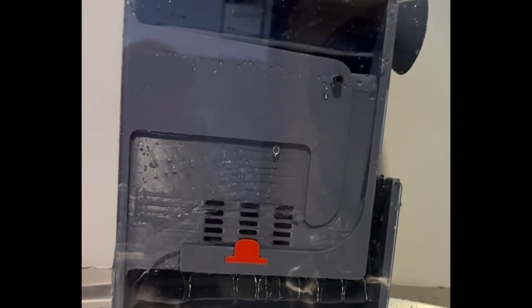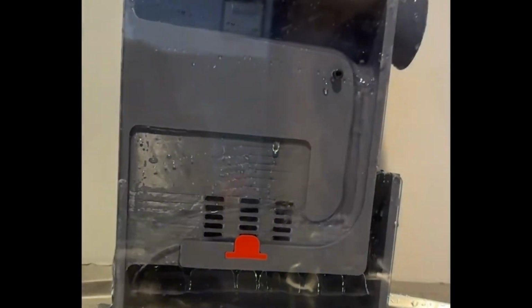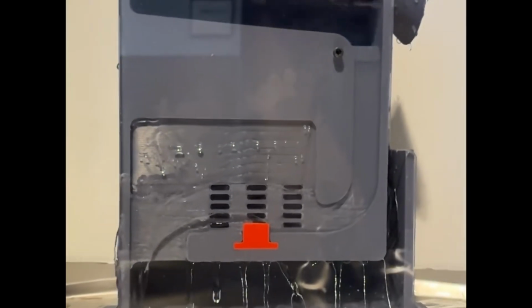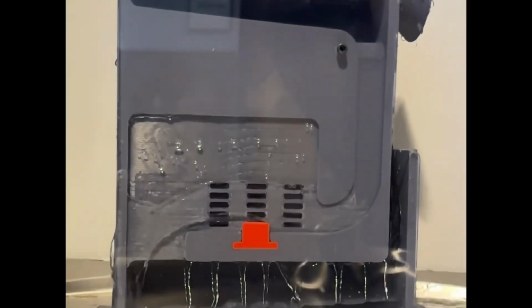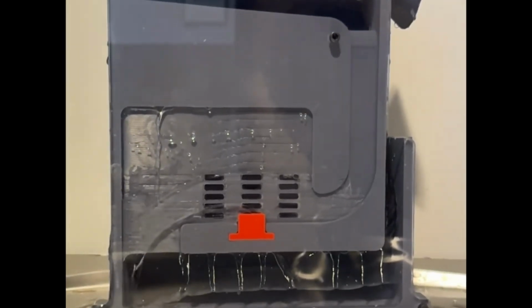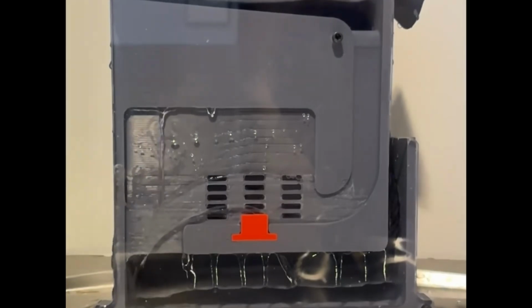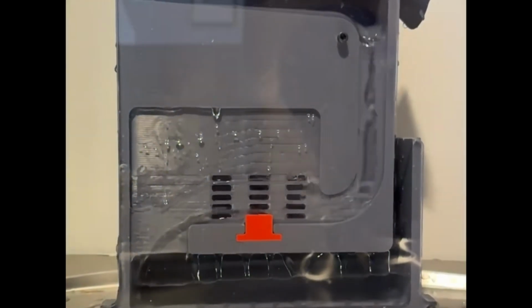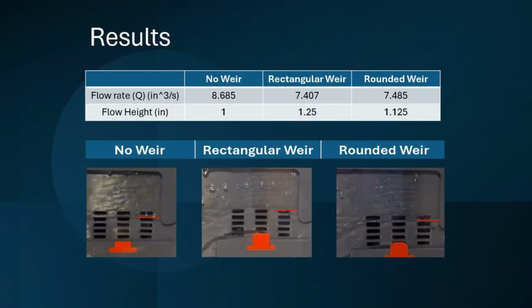Our third and final experiment was a sharp-crested weir. The sharp-crested weir consists of sharp edges, which displaces the water higher than our broad-crested weir. Sharp-crested weirs are mostly used to measure small flow rates. Our experiment found that our sharp-crested weir, at the same height of our broad-crested weir, displaced water about 1/8 of an inch greater. Here are the results of our experiment.